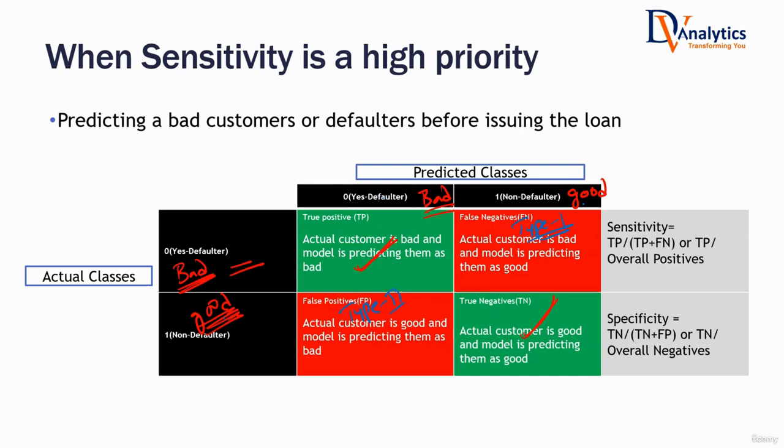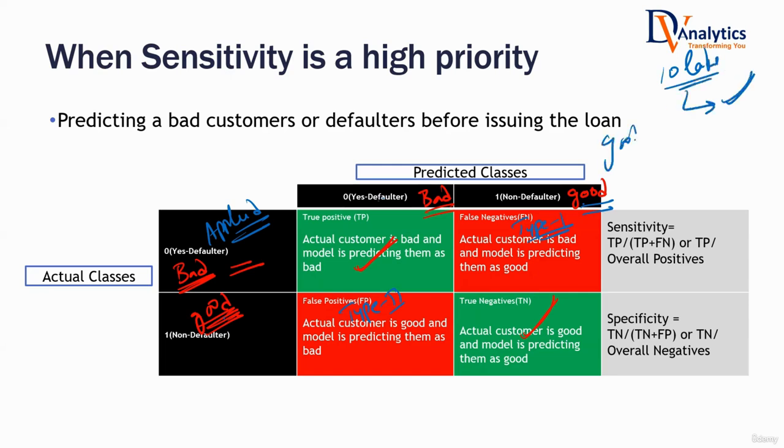Now, tell me, which one is more dangerous? A bad customer predicted as good, or a good customer predicted as bad? Think about it, business scenario. A bad customer applied for a loan, and your model predicted him as good. What will you do? What will be your action? That is more dangerous. He applied for a loan of 10 lakhs. You will go ahead and approve that.